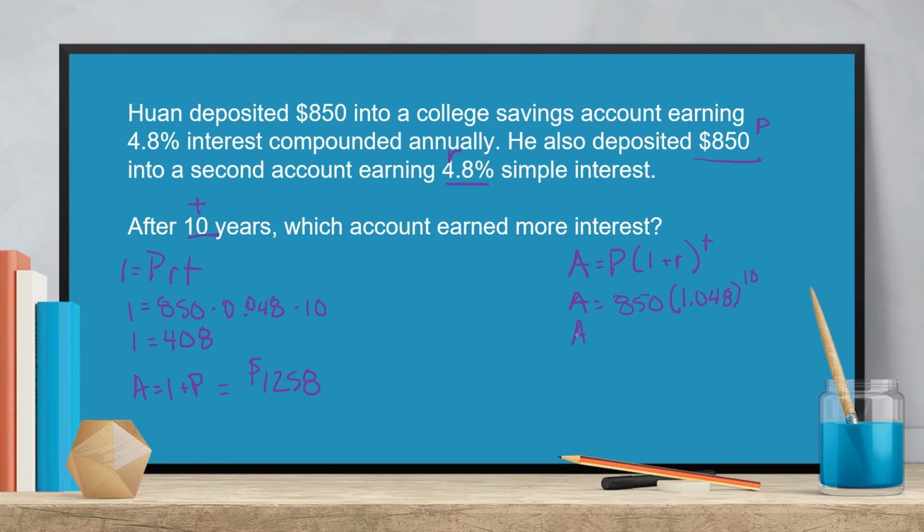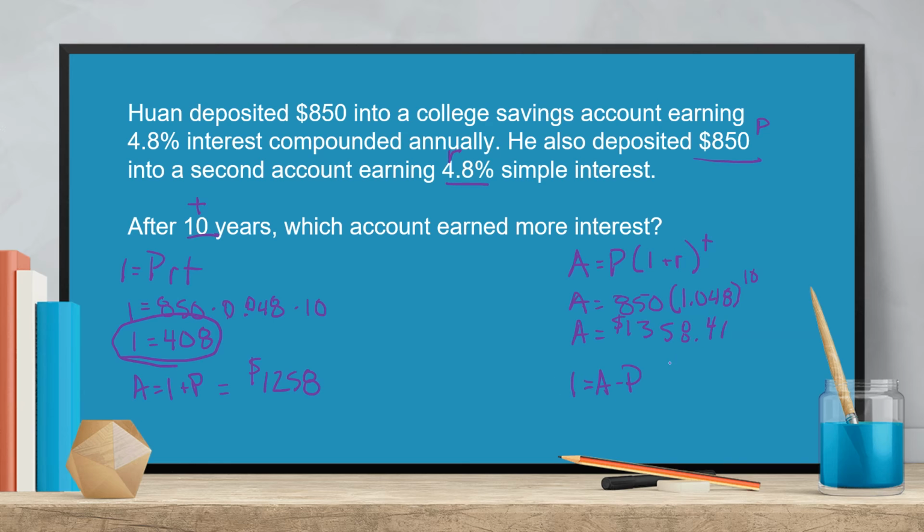So here you should have got A equals $1,358.41. Now, the question asks, which account earned more interest? Well, they both start with the same amount. So if I wanted to figure out interest here, interest is the total minus the principal. So this account earned $408 in interest.